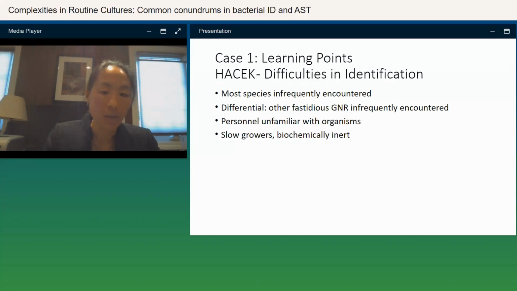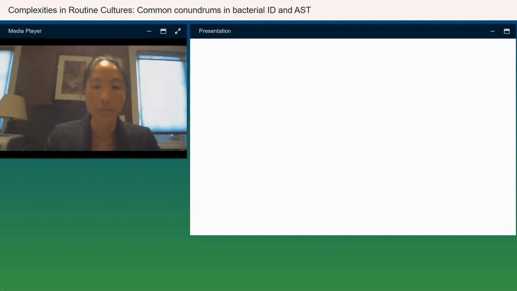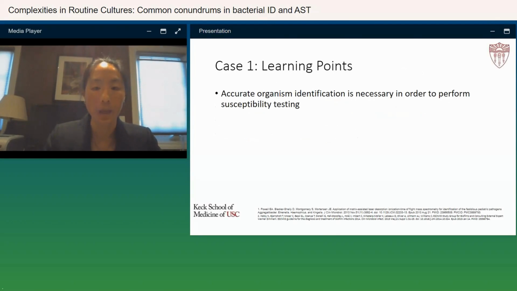Back before MALDI-TOF, we struggled when they were biochemically inert and didn't grow very well, or just didn't give us enough information off of our biochemical kits. So that's always been a challenge with the HACEKs. Okay, and yet, as I showed through these cases, having that accurate organism identification is really necessary in order for us to proceed with the appropriate susceptibility test method.